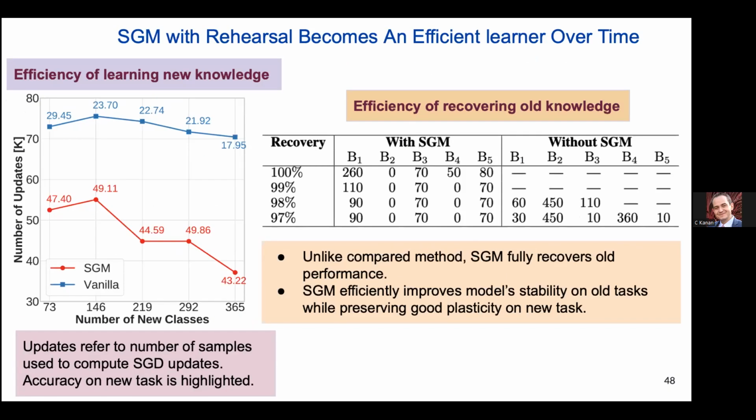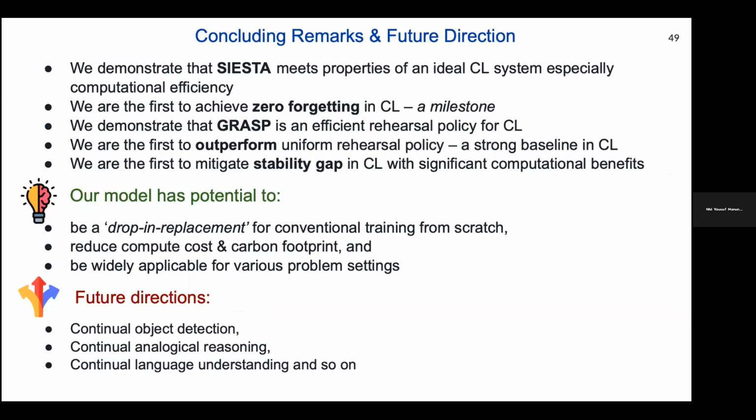We're at time, so I'm just about to finish. This is the concluding remarks. We demonstrate that CSTA meets the properties of an ideal continual learning system. It achieves geo-forgetting, which is a milestone. We also demonstrate that GRASP is an efficient rehearsal policy. And we demonstrate that the stability gap in continual learning can be mitigated using our approach with significant computational gain.